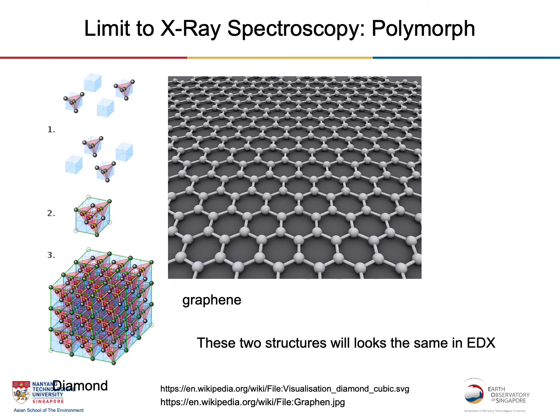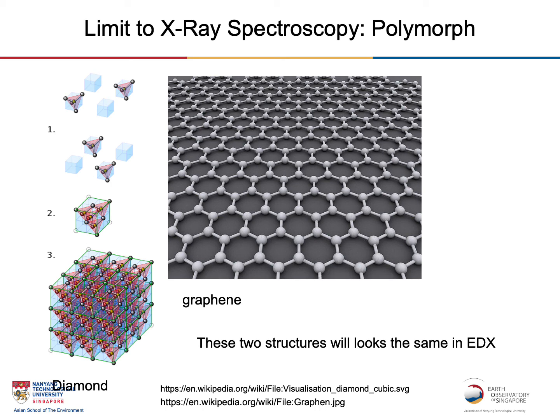The discussion will not be complete if we just talk about the strengths of the technique that we use here. There are of course some limits to X-ray spectroscopy. One is polymorphism, so we won't be able to differentiate between two structures that have the same chemical composition. As we saw earlier, we can't differentiate between pyrrhotite, phosphorite and stutite.